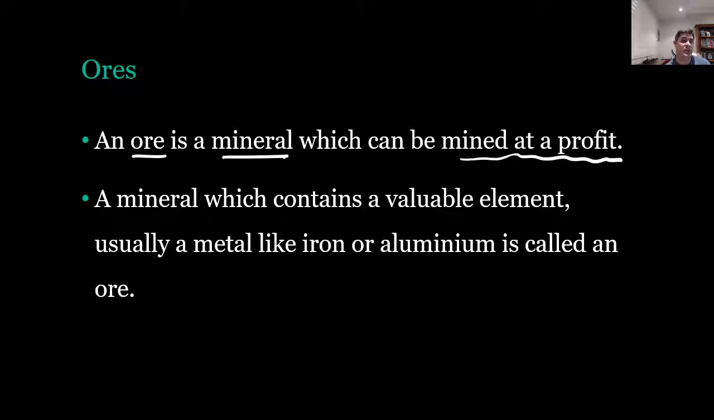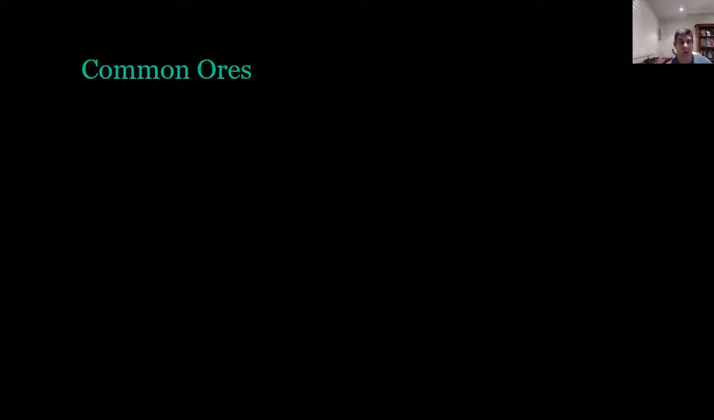So minerals which contain valuable elements, usually metals, like iron or aluminium, are called ores. And there are a couple of very important ore deposits located throughout Australia. Some of the common ores that you should be aware of are firstly bauxite, which is the ore which contains the metal aluminium.